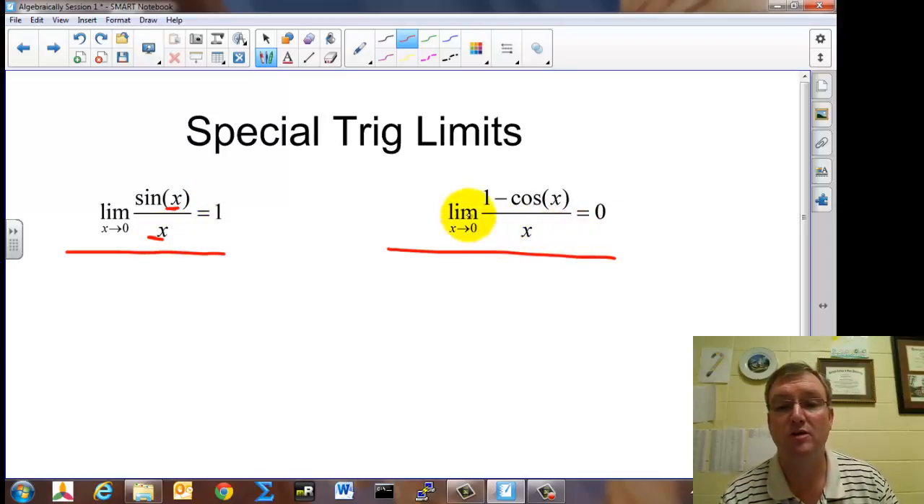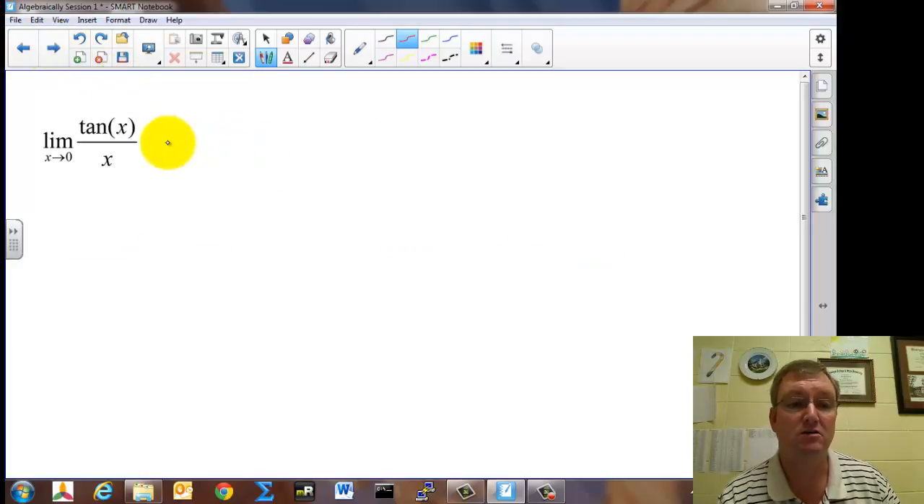By the same token over here, if we have 1 minus the cosine of something over that same something, the limit is 0. These are just two trig limits you memorize because we will use them from time to time. Now very seldom will you see these written out just like they are. For example, this limit, when you look at it, doesn't have anything to do with sine x over x or cosine or 1 minus cosine x over x.